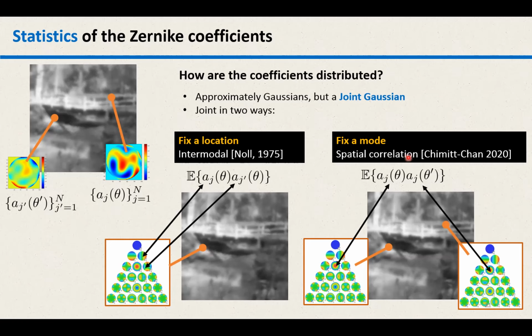Now, if you look at the spatial correlation, this is about the same Zernike basis, but at two different locations. And then you can calculate this correlation. If you know these two, you will be able to just draw from the Gaussian with this covariance matrix. And then you'll be able to draw the Zernike coefficients, then you form the phase, you get the PSF, problem solved.